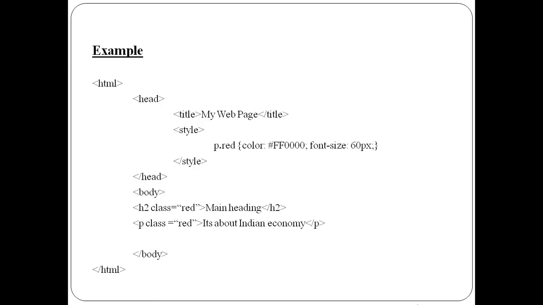Here is an example. We have the same example as the previous one, universal style classes, right? Here there are two contents: an H2 tag, the main heading, and then the paragraph, about the Indian economy. So the class for both the HTML elements is going to be the same. But we have assigned the style only for the paragraph element. So this style is going to apply only for the paragraph element. Even though you specify the class name as red in both places, the definition for the H2 element we have not given, so it's going to apply only for the paragraph tag.